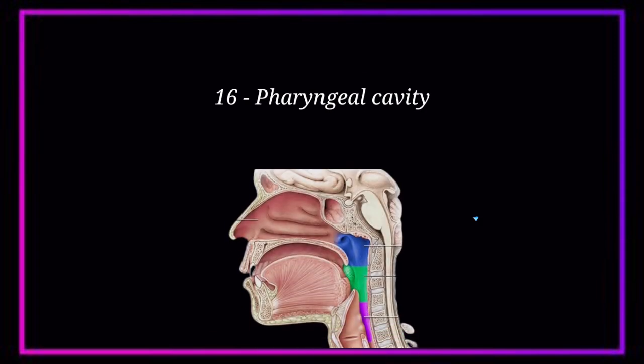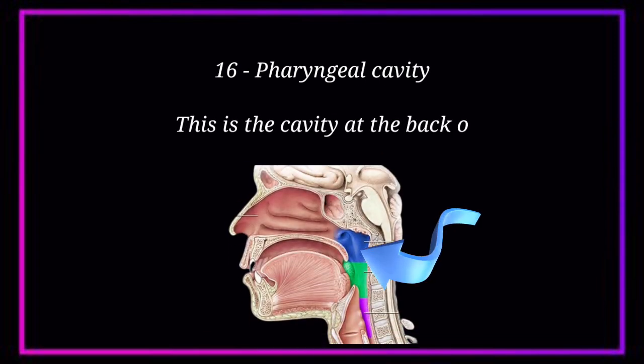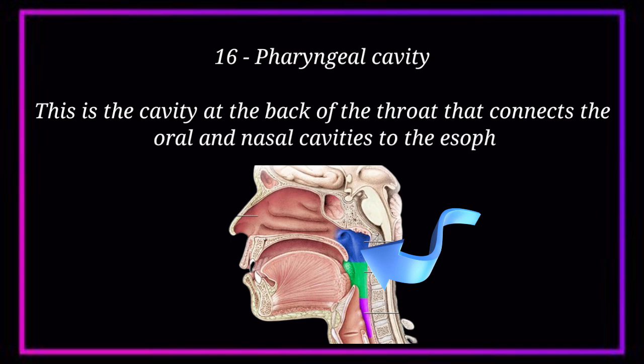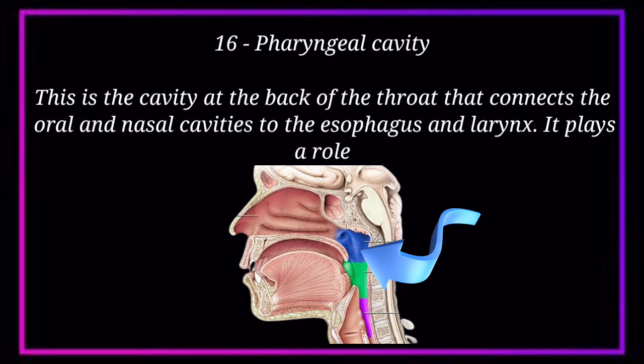Number 16. Pharyngeal cavity. This is the cavity at the back of the throat that connects the oral and nasal cavities to the esophagus and larynx. It plays a role in swallowing and speech.